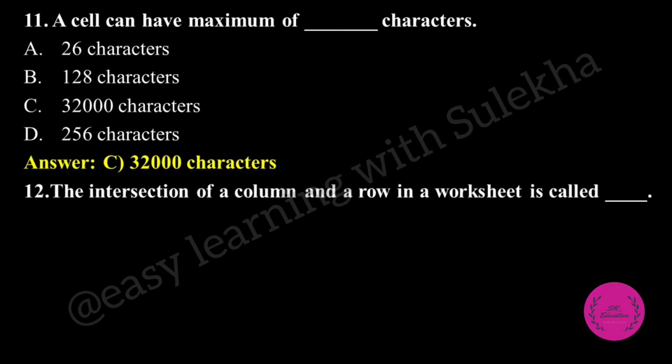Next, the intersection of a column and a row in a worksheet is called. Options are box, cell, range, page break, and the right answer is cell. The intersection of row and column is called a cell.